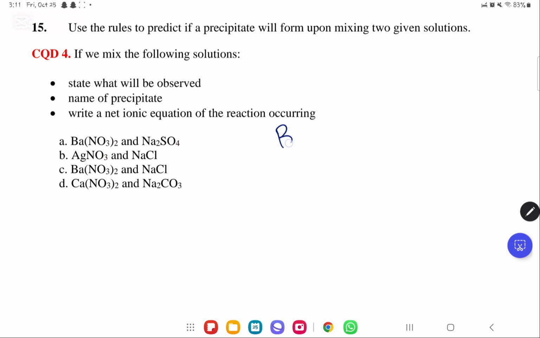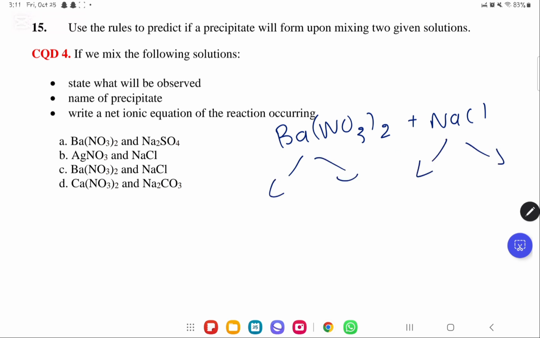Now part C, we have Ba(NO3)2 plus NaCl. Again, we're going to divide them into their ions. Okay, we have, for example, Ba2 plus and NO3 minus, and then we have Na plus and Cl minus.